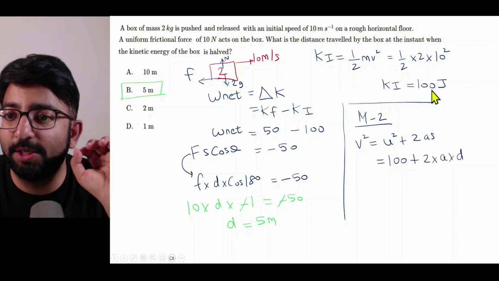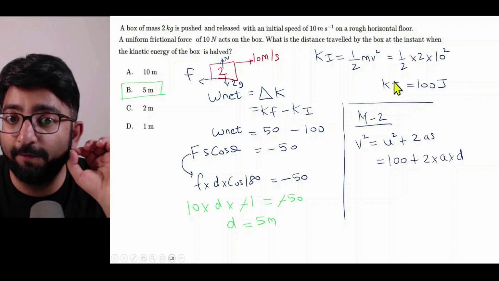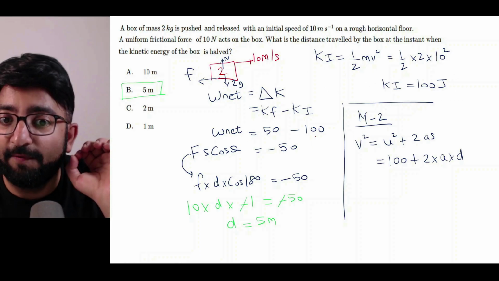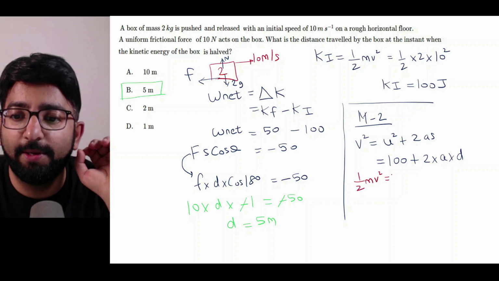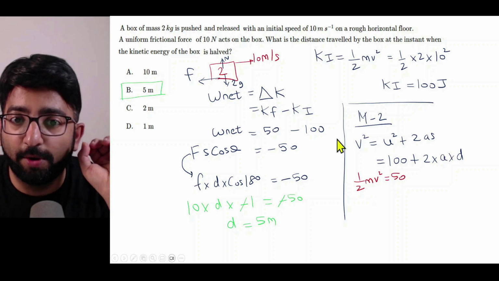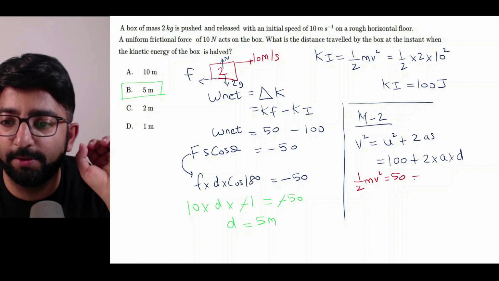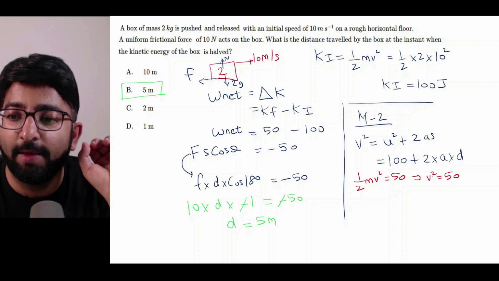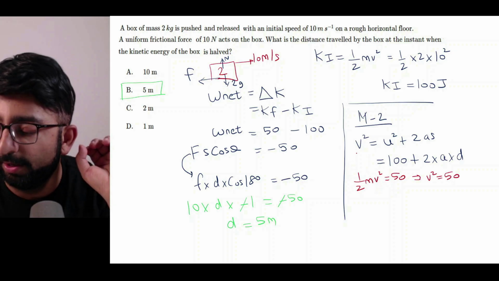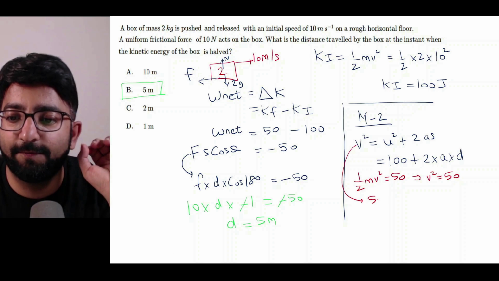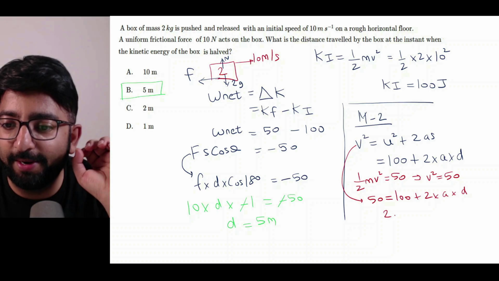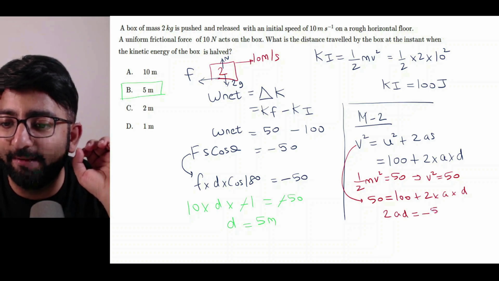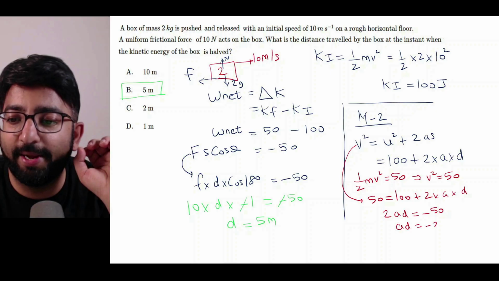So initial kinetic energy was 100 joules. So final would be half of that, 50 joules. So we can write down, since final kinetic energy is 50, half into mv square will be equal to 50. And mass of the box is 2 kilograms. So if we simplify this expression, we will get v square as 50, which we can use in this particular expression. So v square can be written as 50 equals 100 plus 2 into acceleration multiplied by distance. Let's simplify this expression. So we can write 2ad equals negative 50. Hence, a into d will be equal to negative 25.